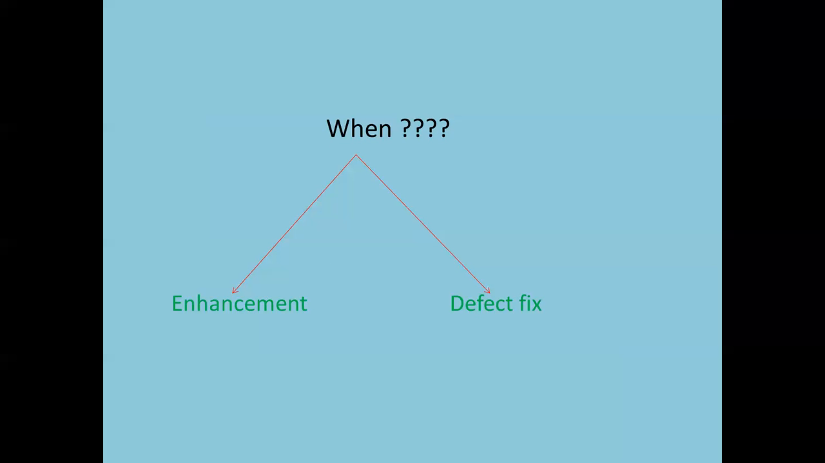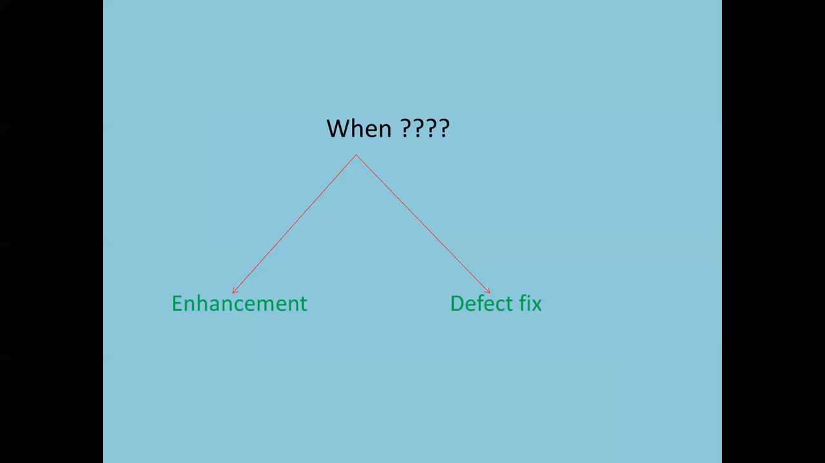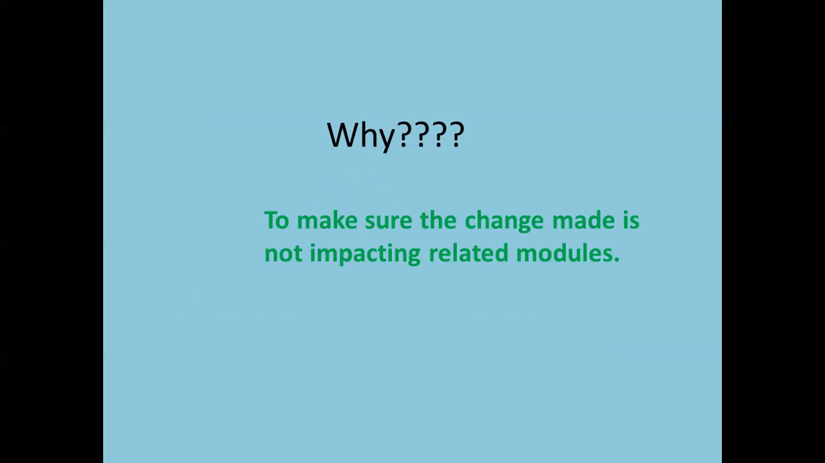So let's see, when is this applied? When do you have a code deployment? Whenever there is a new functionality being added and whenever there is a defect fix, you will have code deployed to QA. When you know that either this enhancement or a defect fix is actually impacting any other module of your application, that's when you perform a quick look. That is called a sanity test. So remember the keywords quick regression test and impacted functionalities. And you do this whenever there is an enhancement or a defect fix deployed to QA that is impacting other functionalities. Why do you do this?